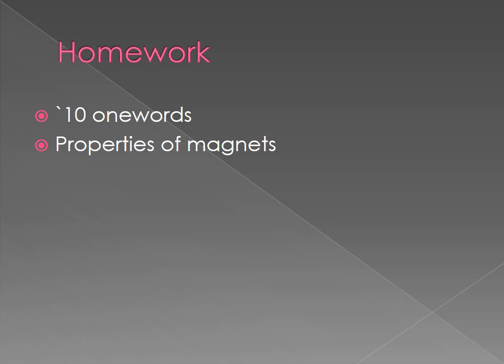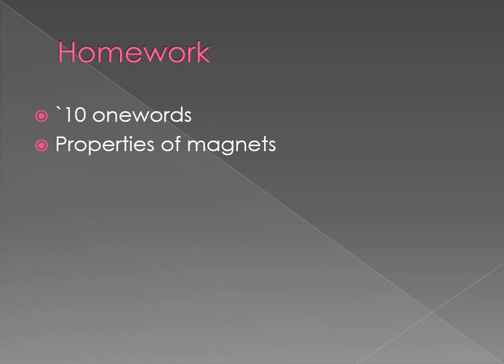When a magnet is broken into pieces, each piece behaves like a magnet with poles at the ends. Do you understand? The two poles of a magnet have equal pole strength.